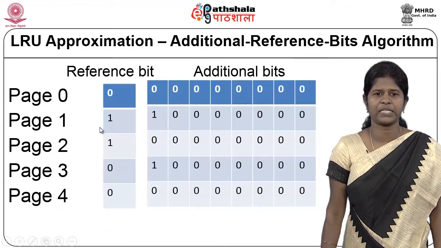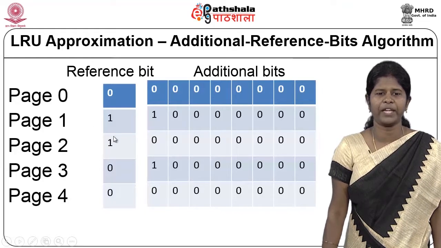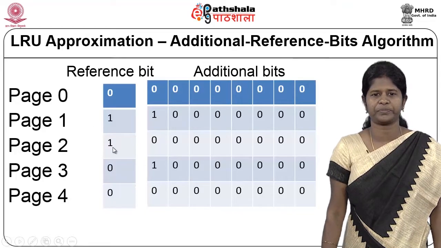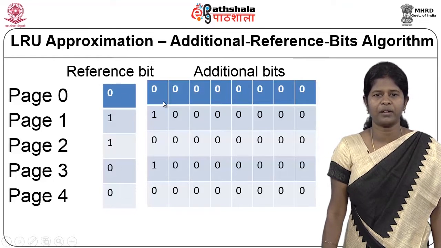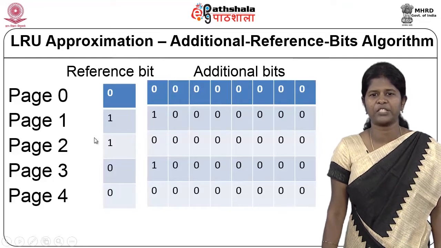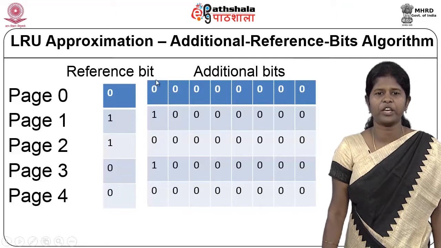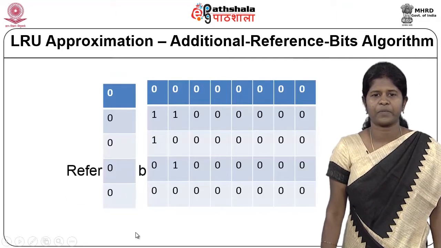Now, say in the next instance there is a reference to page 1 and to page 2. Now, if you are trying to copy this onto here, what you will do is whatever is there in the MSB will be shifted to the right, or all bits will be shifted 1 bit to the right. Each byte will be shifted 1 bit to the right, and this will be copied on to the MSB.